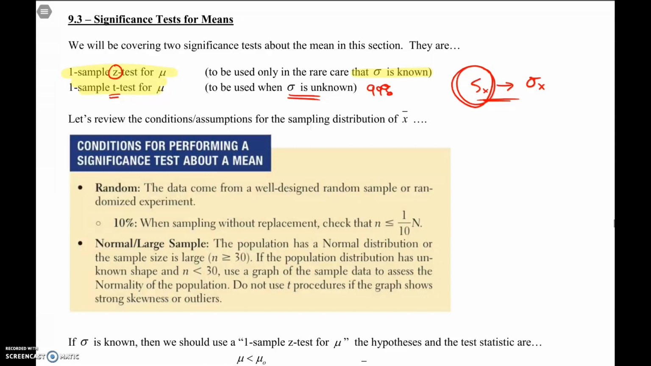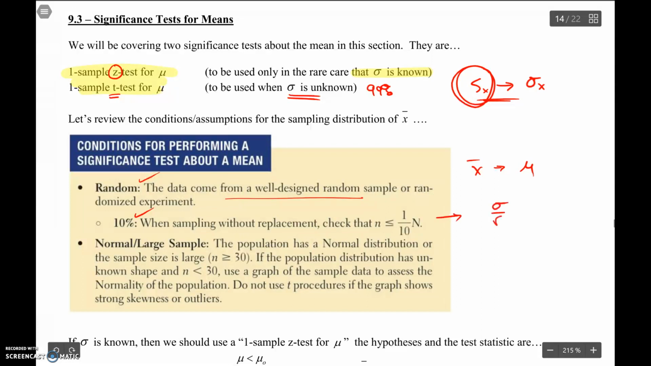Let's review the assumptions. Random check, 10% condition check. Hopefully we don't need to talk about these too much anymore. Got to have a random sample that assures us that our X bar is going to be an unbiased estimator for our mu. 10% condition, this allows us to use the formula for the standard deviation of the sampling distribution. And then large counts assures us that the sampling distribution of X bar is going to be approximately normal.